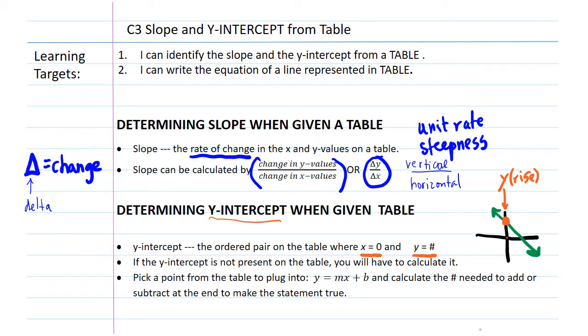So if you're looking at the ordered pair, the x-coordinate would not move to the left or to the right. So x would equal 0, and however far we have to move up or down, that would be the value of your y-intercept. If the y-intercept is not present on a table, we may have to calculate it. I will show you how to do that by picking a point from the table, plugging it into y equals mx plus b, and then calculating the number needed to add or subtract to make the statement true. I'll show you on our next example.